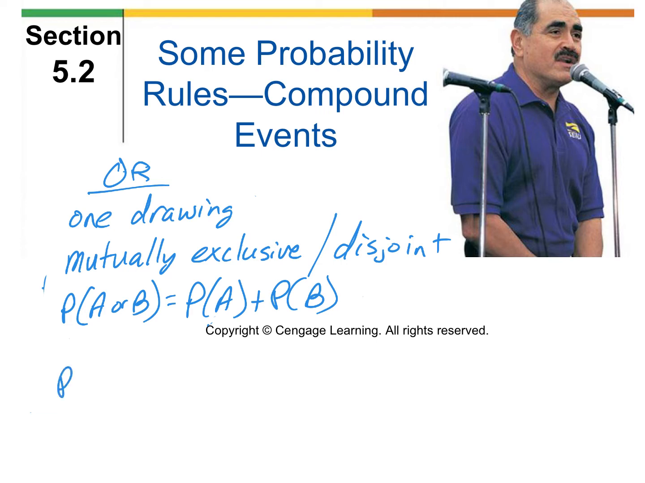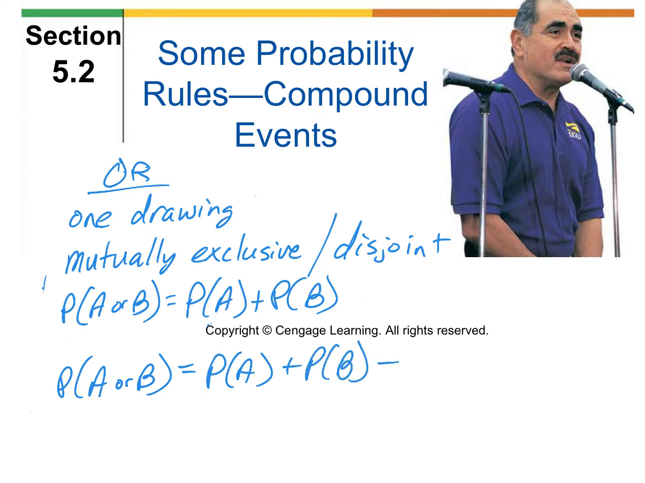And we use this formula, the probability of A or B, which is the probability of A plus the probability of B, but we have to subtract the probability of A and B. That means if there's an overlap, okay? I'll explain that real quick. Let me do this in red. Okay, let me explain this one.